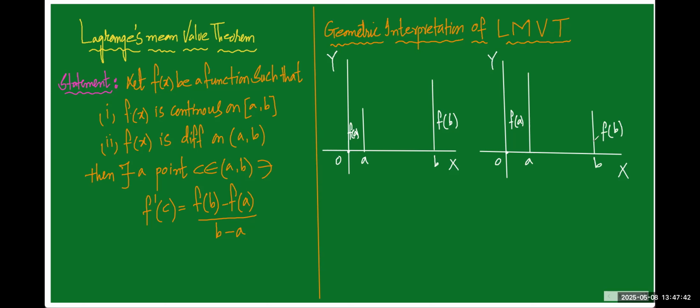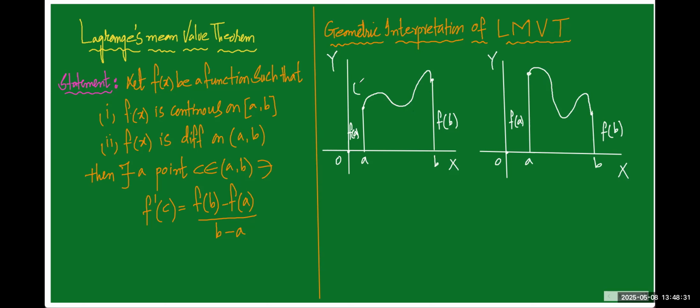There is a possibility that f of a is here and f of b is here, or maybe f of a is larger and f of b is smaller. Then we use the concept that f of a is not equal to f of b. If I join these two, because it is continuous, this is your possible curve. This is one more possibility.